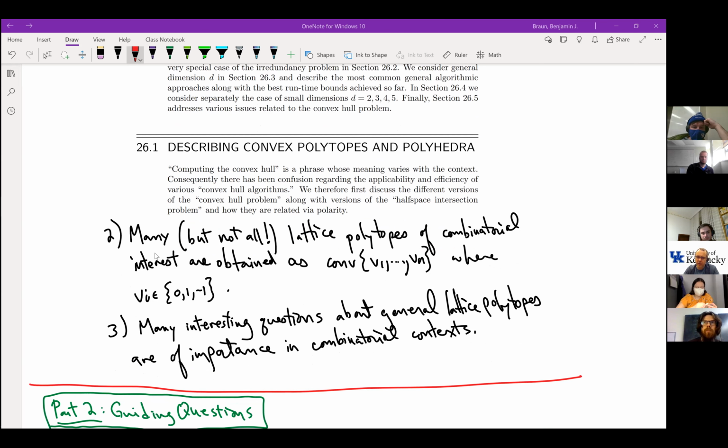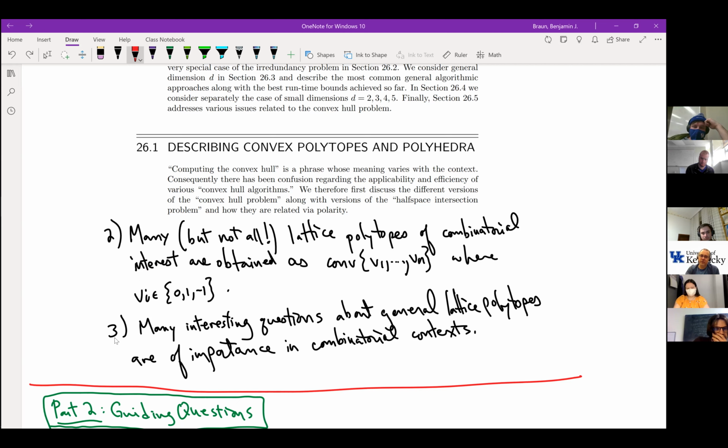So a second note is that many, but not all, lattice polytopes of combinatorial interest, if you're like an enumerative combinatorialist or something, are obtained as the convex hull of a set of vectors where each vector has coordinates 0, 1, and -1. So again, if you have combinatorial objects that are finite, it's very common to represent those things via an indicator function for a set or a subset, or via some kind of signed sum. And so it is quite common that you will see 0, 1 and 0, 1, -1 polytopes show up in combinatorial problems.